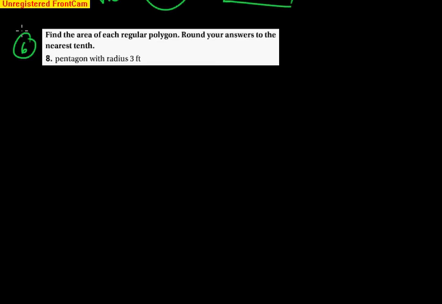Okay, two more problems left. Find the area of the regular polygon, rounded to the nearest tenth. And we're going to work with a pentagon of radius 3 feet. Okay, so again, we need to remember that first, a pentagon has 5 sides. The area formula that we're going to end up using is 1/2 a times n times s. The a is the apothem. They don't give it to us. N is the number of sides, 5.